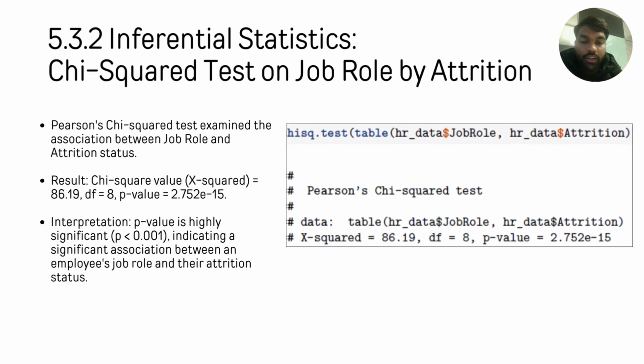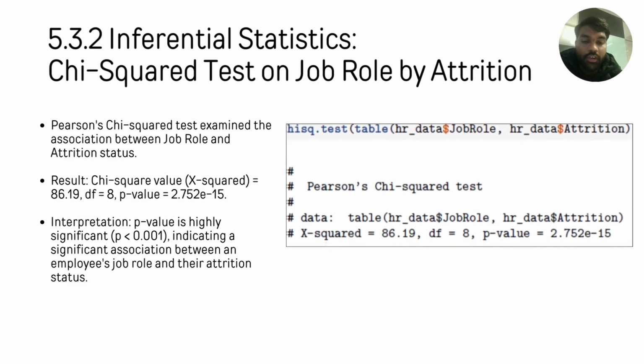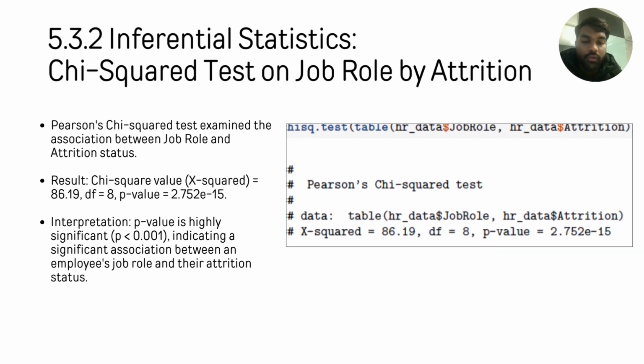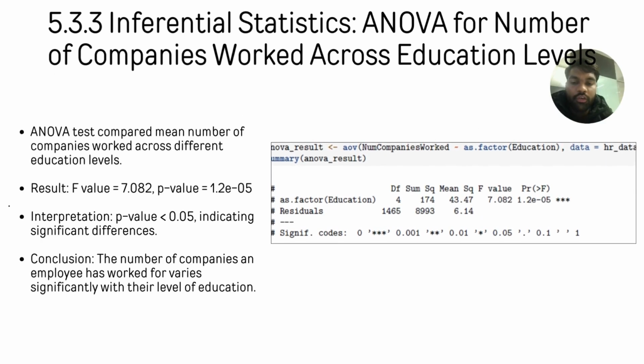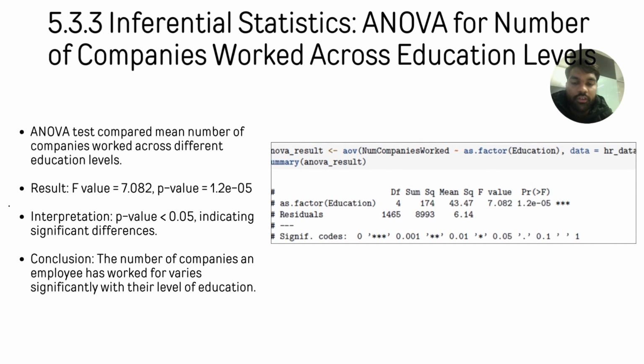Then Pearson's chi-square test was performed to assess the association between job role and attrition status. The test yielded a chi-square value of 86.19 and a highly significant p-value of 2.72 times 10 to the power minus 15. This strongly suggests that there is a significant association between an employee's job role and their attrition status. Moving further with the analysis, we conducted ANOVA for the number of companies worked across education levels.